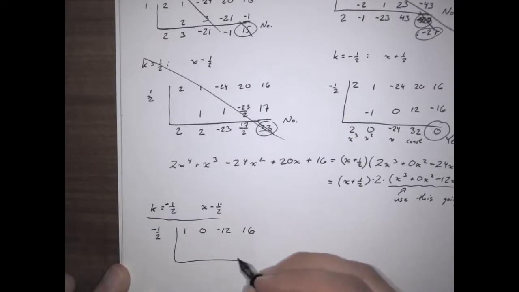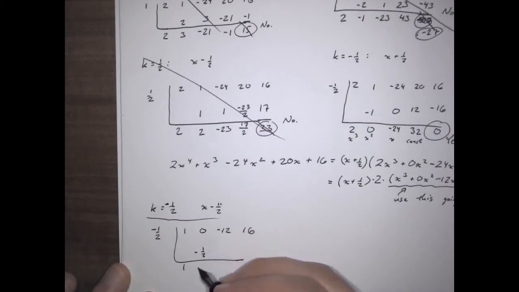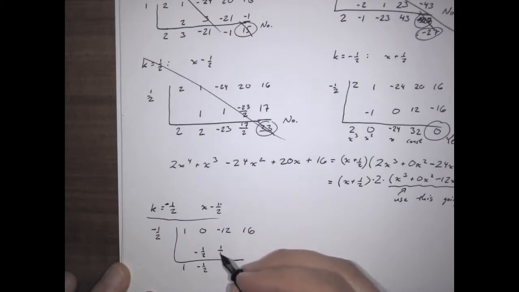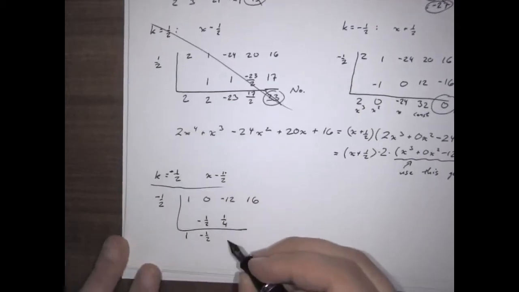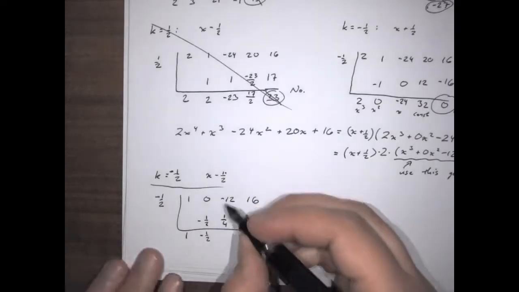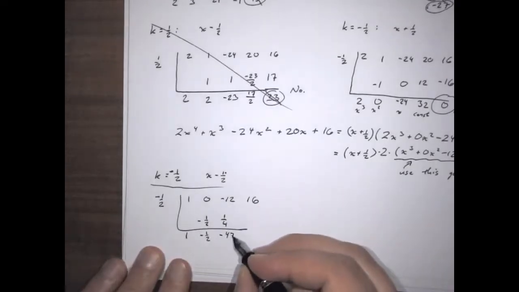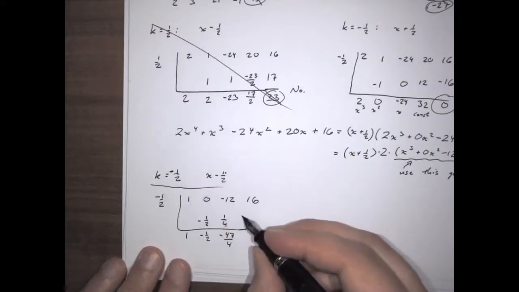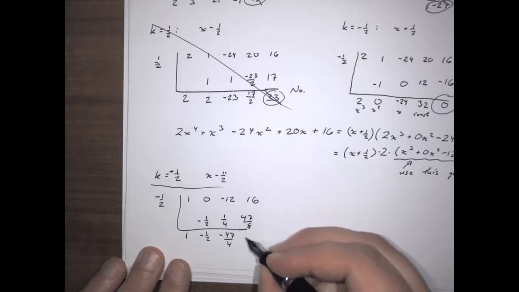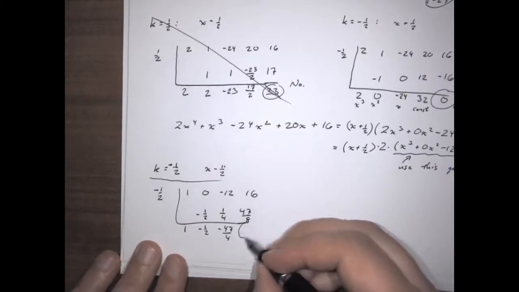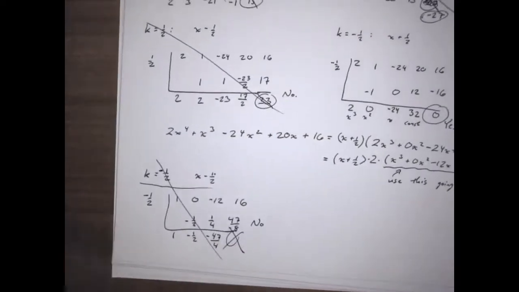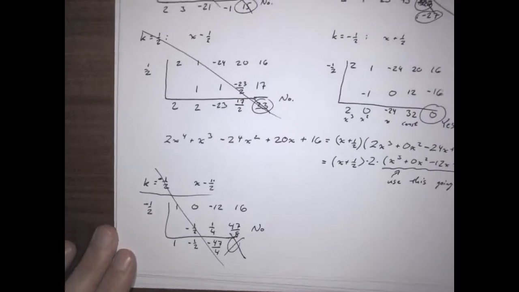So now it's going to be a little bit simpler. Down comes a 1, multiply, makes a negative 1/2, add, makes a negative 1/2, multiply, makes a positive 1/4, add, makes, this is negative 48/4, so negative 47/4. Multiply is going to be 47/8, and that's not going to be 0. So, no. Okay, so now we can proceed on with the next of the candidates, which would be k equals 2.